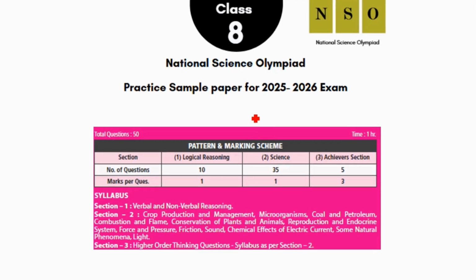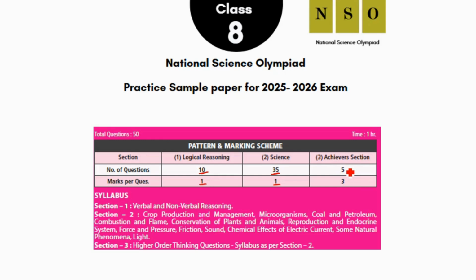First, let us understand the pattern and the marking scheme. So in your Olympiad exam NSO, there will be three sections of the paper. The first section will be logical reasoning, which will comprise 10 questions of 1 mark each. The second portion will be questions from science, and there will be 35 questions, and each will carry 1 mark. And the third section will be the achiever section. This also will have questions from your science, and there will be 5 questions of this, and it will carry 3 marks each, right?